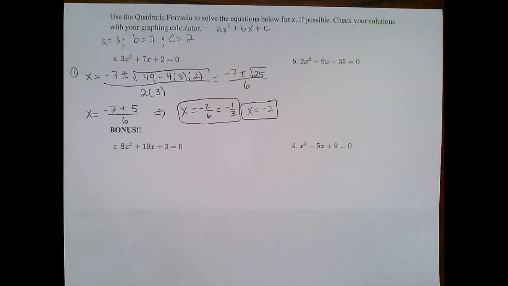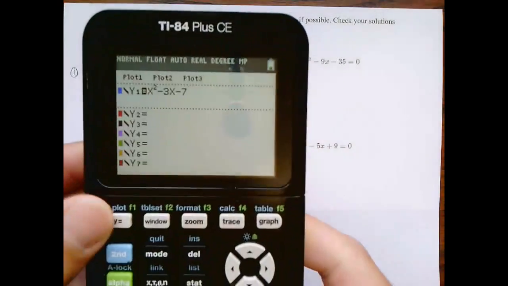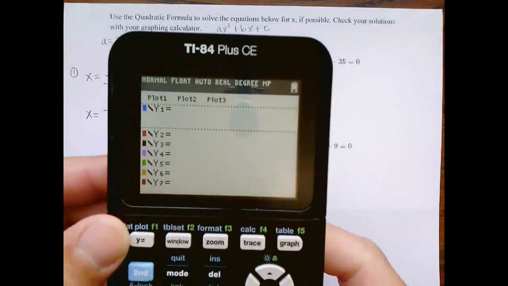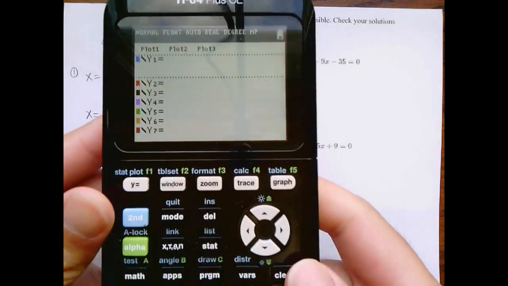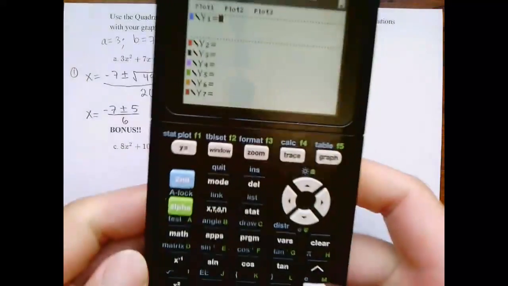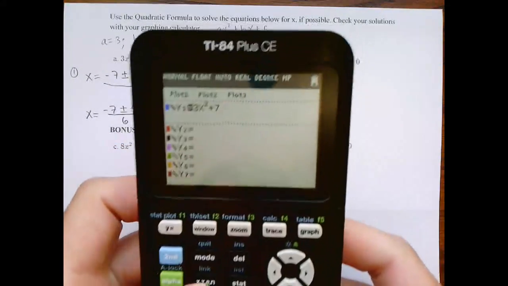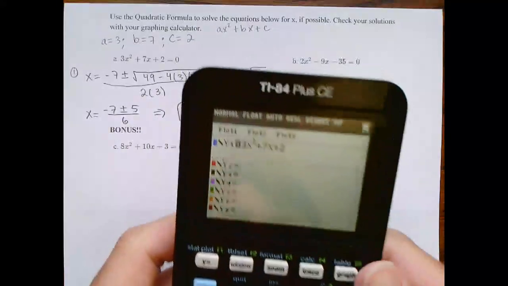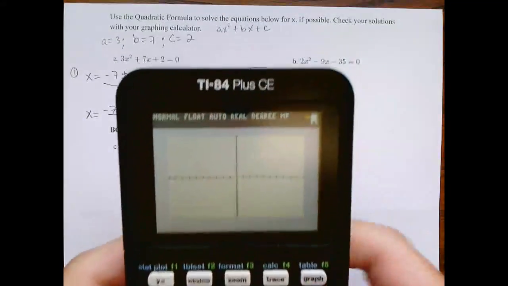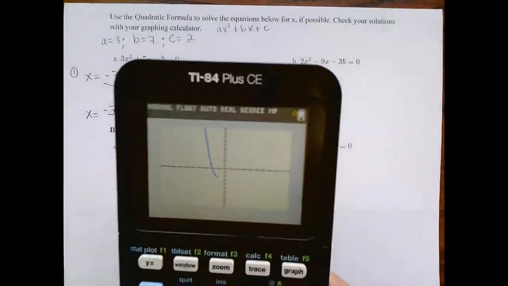Let's graph it and let's check, right? So go back to the calculator, hit the y equals screen, clear it off. Clear is right below the directional pad. And let's punch it in. Let's say 3x squared plus 7x plus 2. Then you hit graph. We said -1/3 and -2.